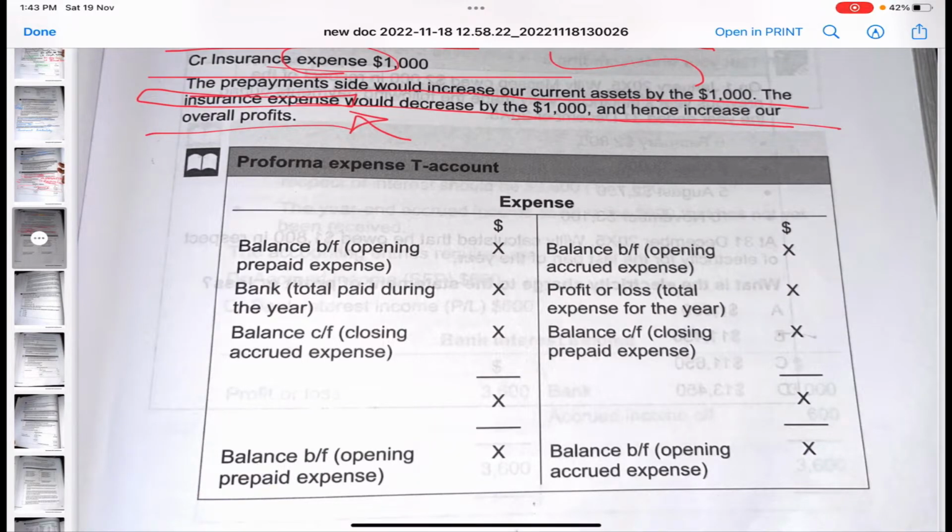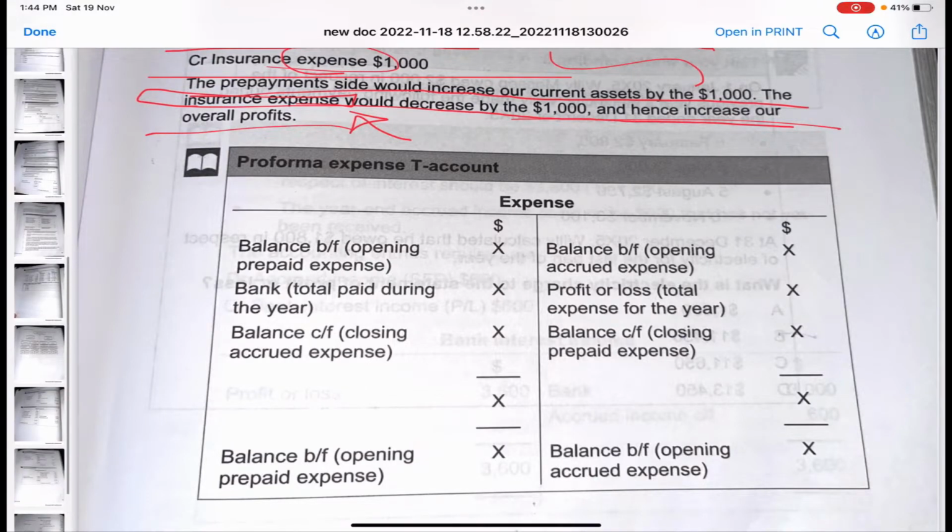This is part 2 of the chapter Accruals and Prepayments of F3 ACCA. Before watching this video, you should watch part 1, and if you haven't watched it yet, you can check the description box below. I have linked the playlist and also part 1 of this chapter. In this video, we will be finishing the chapter Accruals and Prepayments.